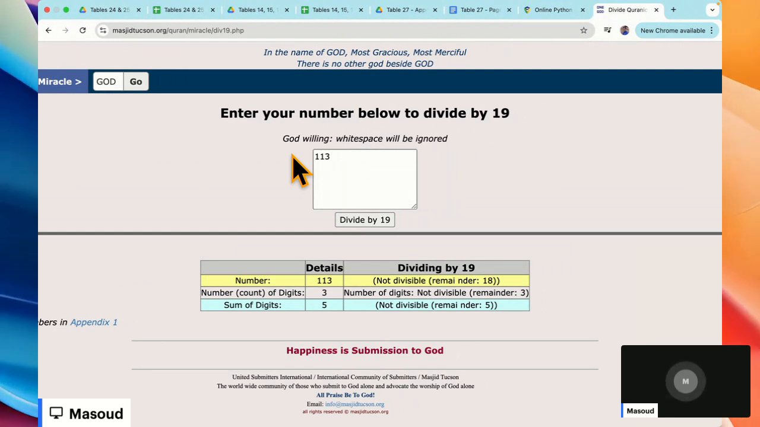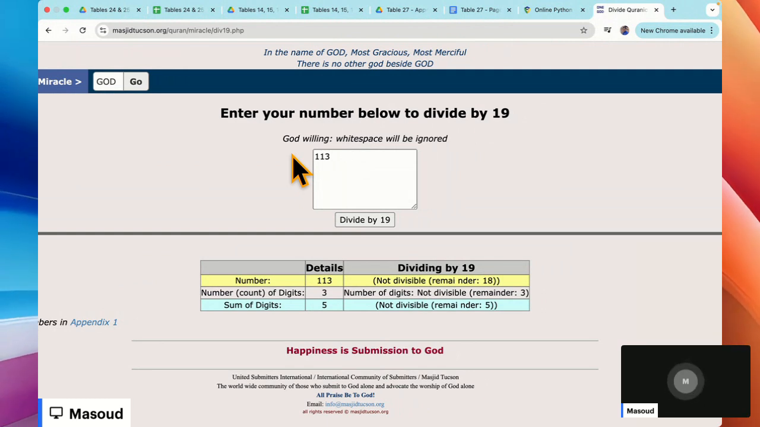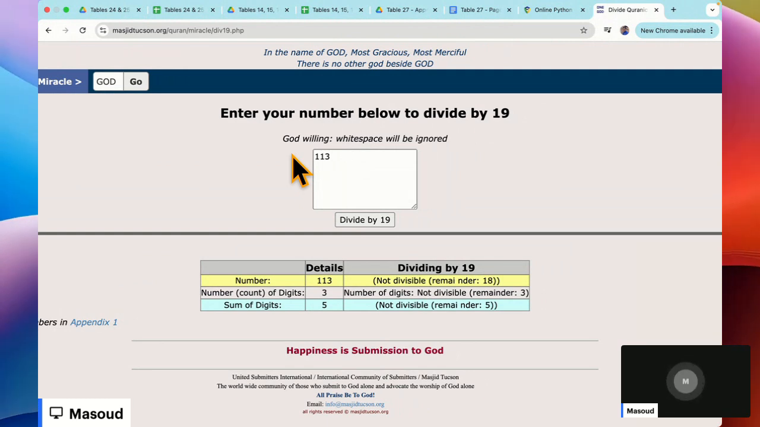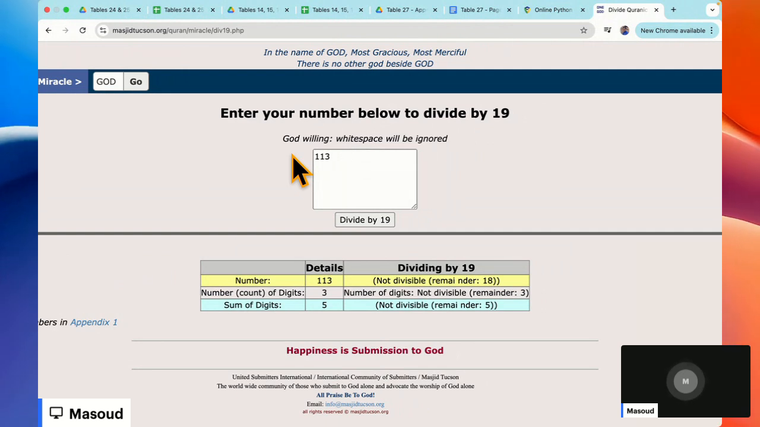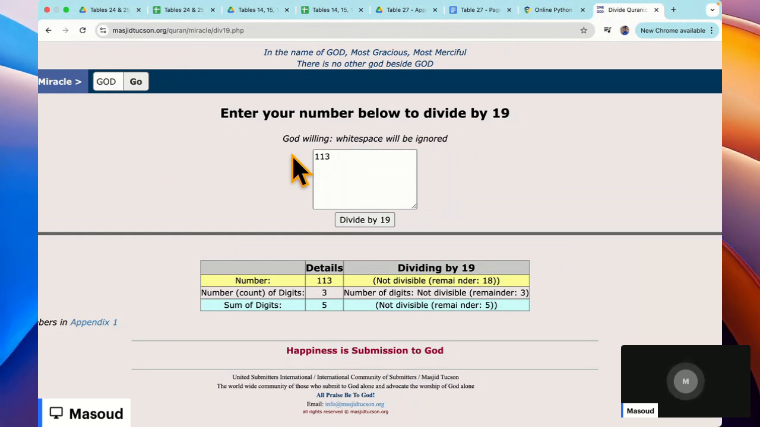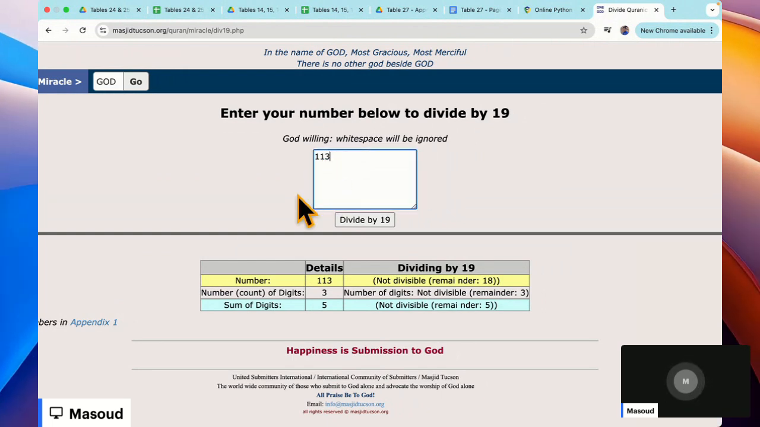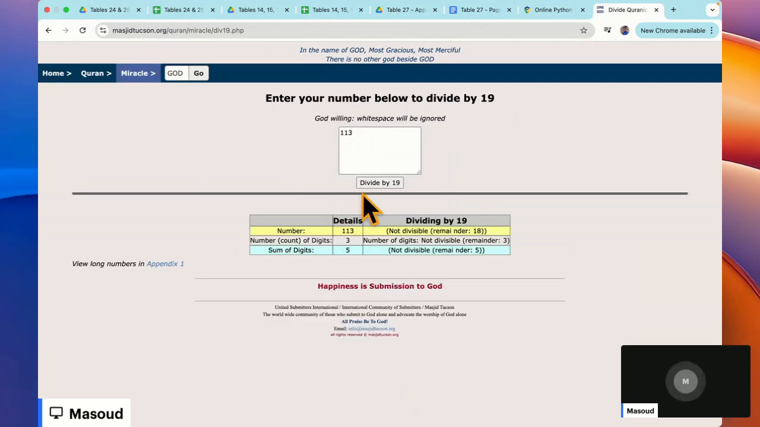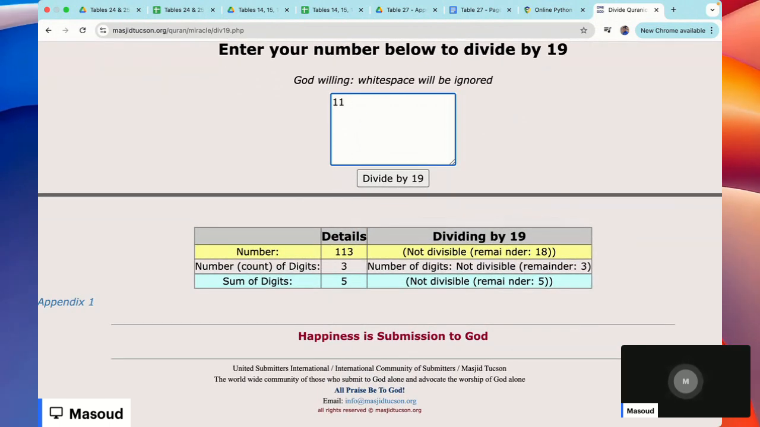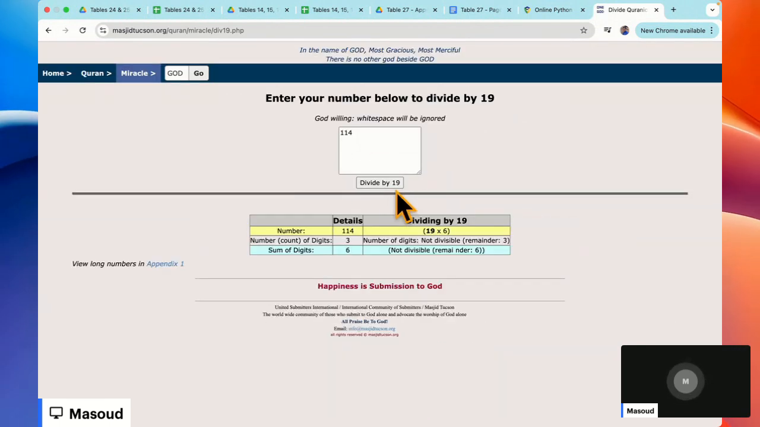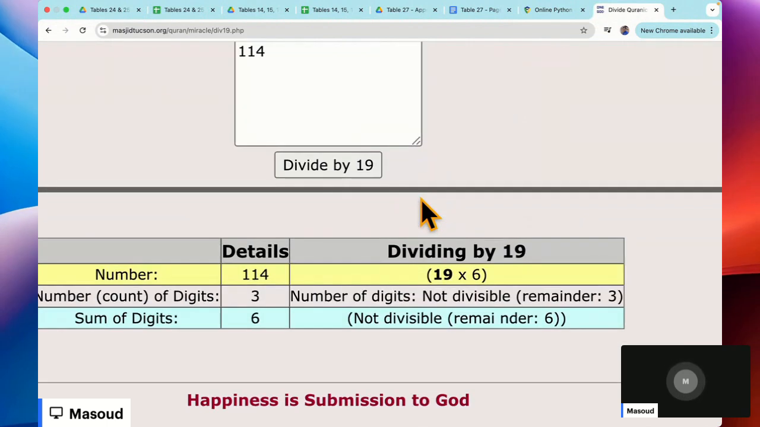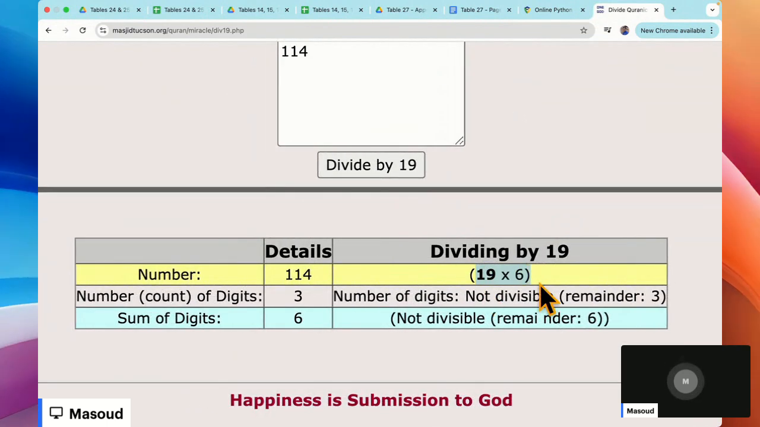You can go to masjidtucson.org, you know, number 19 calculator. This giant calculator can go over, you know, 100,000 digits, and then you can check it for yourself. For example, type 113. If you say divide, it says no, it's not divisible. But if you type 114, it says yes, it's divisible. Look at the yellow line. It says 19 times 6.